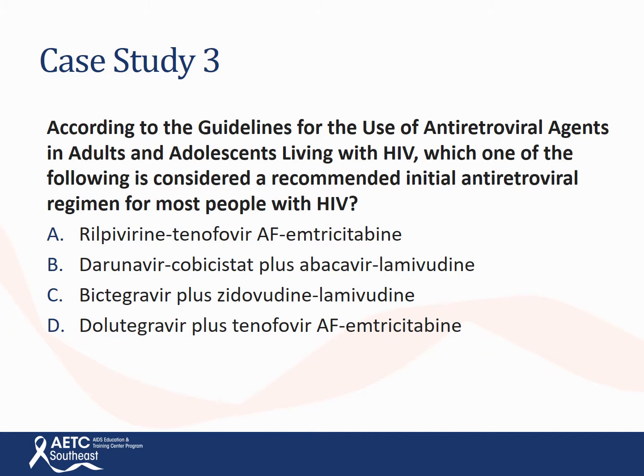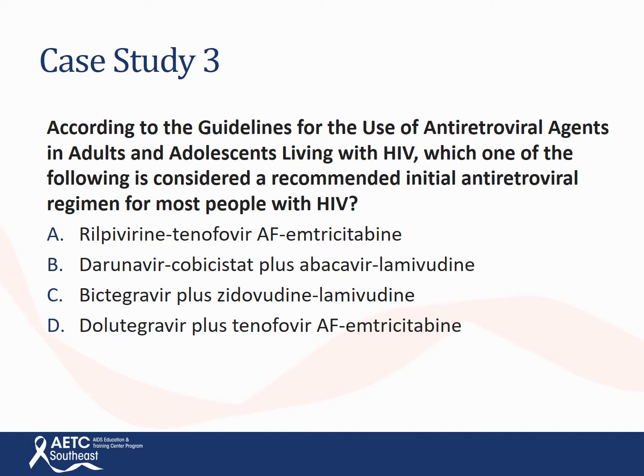According to the guidelines for the use of antiretroviral agents in adults and adolescents living with HIV, which one of the following is considered a recommended initial regimen for most people with HIV? A. Rilpivirine, tenofovir alafenamide, emtricitabine. B. Darunavir, cobicistat plus abacavir, lamivudine. C. Bictegravir plus zidovudine, lamivudine. Or D. Dolutegravir plus tenofovir alafenamide, emtricitabine.